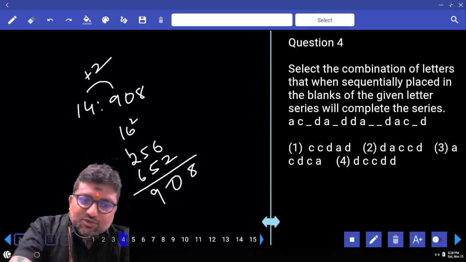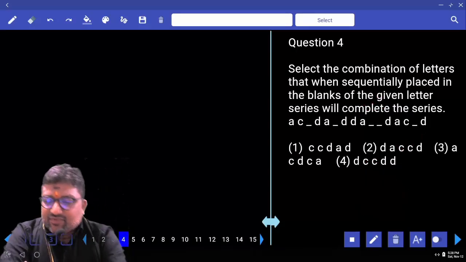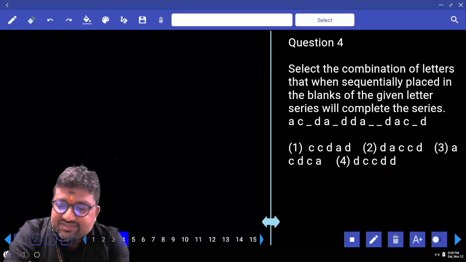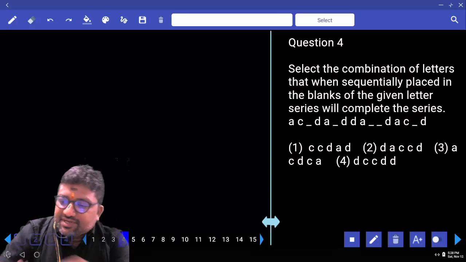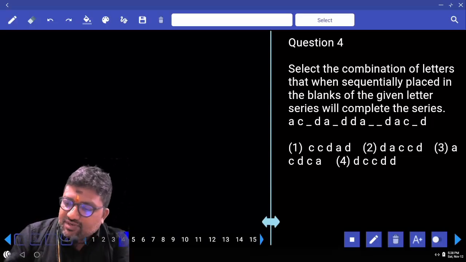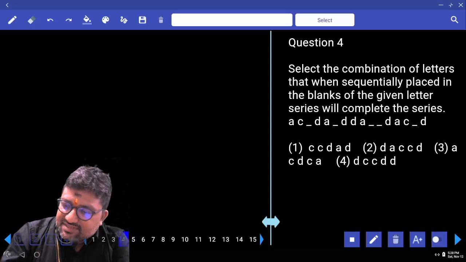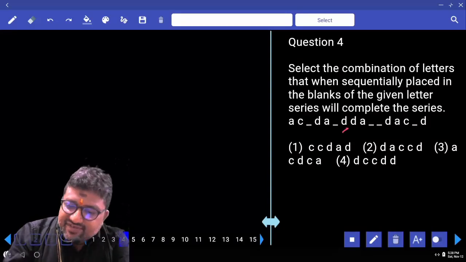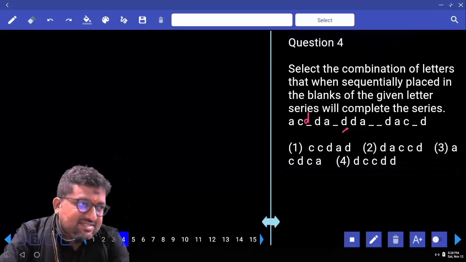14. I told you many times, when you come across these types of questions, look at the blank. What's the letter before and after the blank? Somewhere or the other there is a blank before D. Here I see D before D. In the second place I see D here before D. Okay? So if I put a D here, this becomes AC double D.